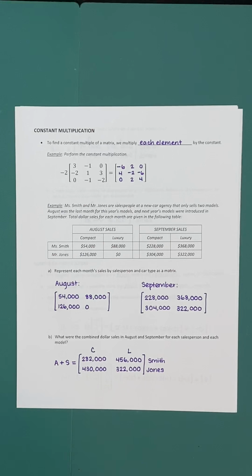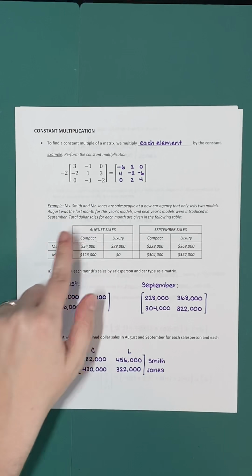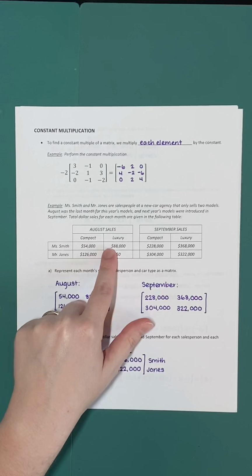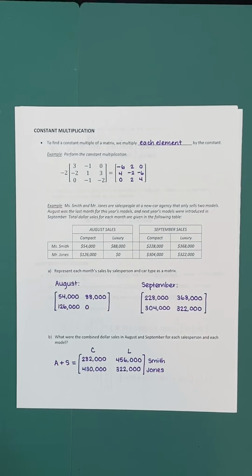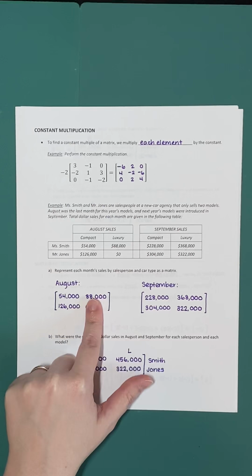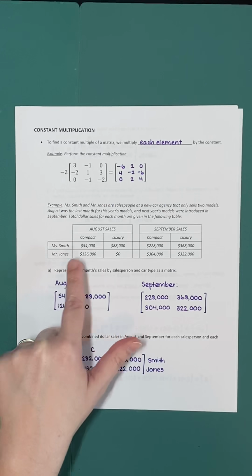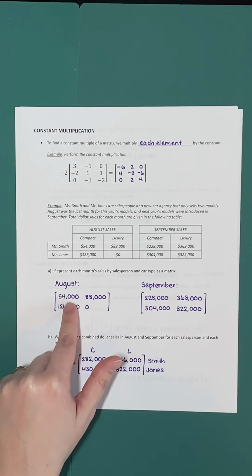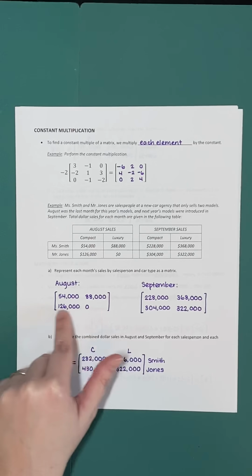So the matrix for August is going to have Ms. Smith's sales across the first row, Mr. Jones' sales across the second row, and then when we write the matrix for September, we want it to be structured in the same way. So for August, Ms. Smith sold $54,000 worth of compact vehicles and then $88,000 worth of luxury vehicles. So the first entry in the August matrix is $54,000, second entry is $88,000. Mr. Jones sold $126,000 in compact vehicles and nothing in luxury. So $126,000 and zero for our second row.